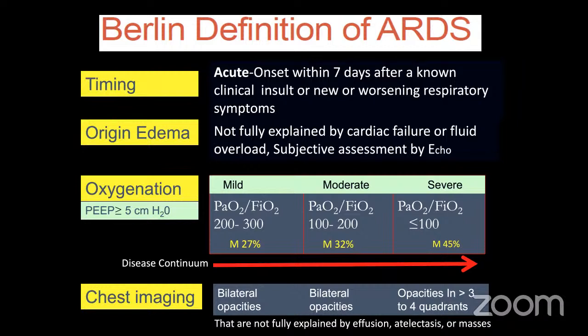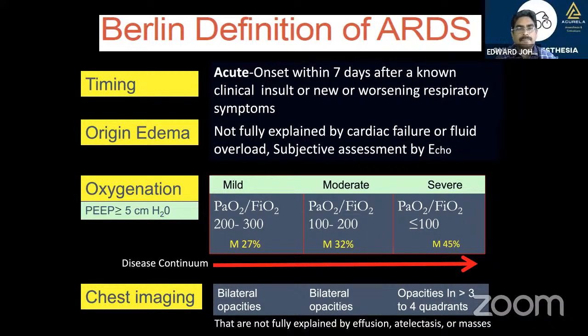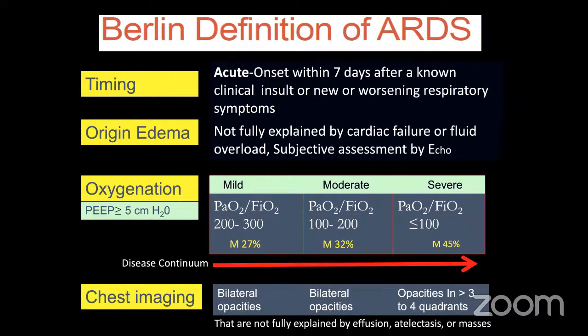And having classified it as mild, moderate, severe, the definition wanted to segregate the patients so that we can do studies, because if you look at the studies where we have proned the patients, they have not worked in mild and moderate, they have worked very well with severe ARDS. So this is another definition where a PaO2 to FiO2 ratio of 200 to 300 has been classified as mild, 100 to 200 as moderate, and less than 100 as severe. And as you see, it's a disease continuum.